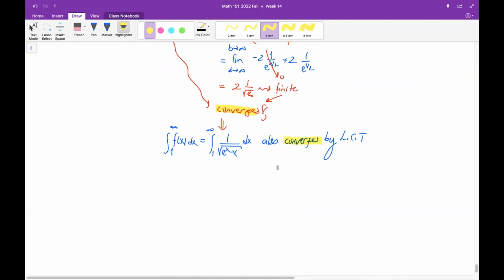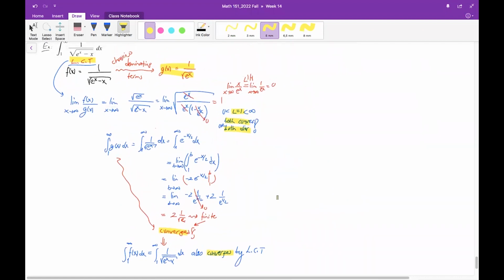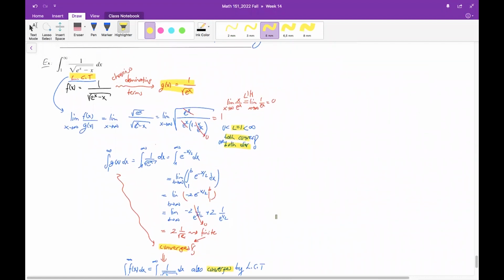That's the result. And that's how you apply limit comparison tests to understand whether the given improper integral converges or diverges. So that's all for this video.